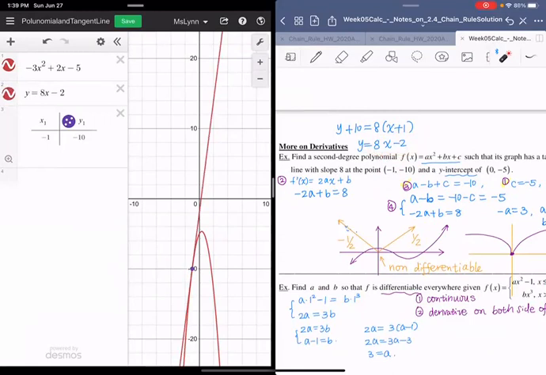And you can mark the point (-1, -10). This is the point (-1, -10). So this shows that our solution is exactly correct. This tangent line connects with this parabola at (-1, -10), okay? And that's the tangent point. That's what's going on.